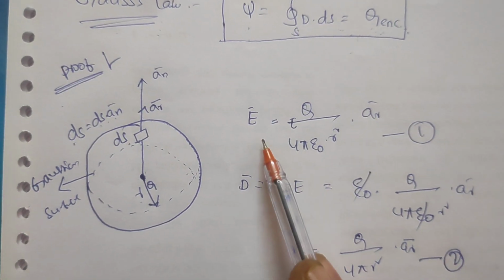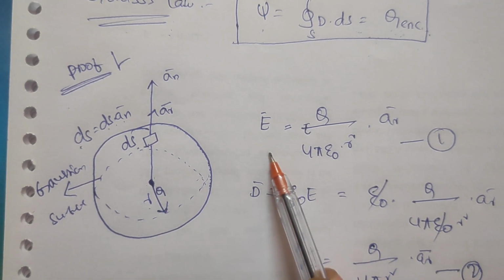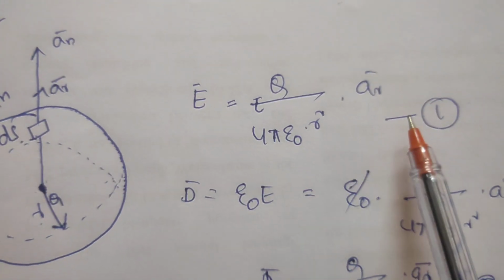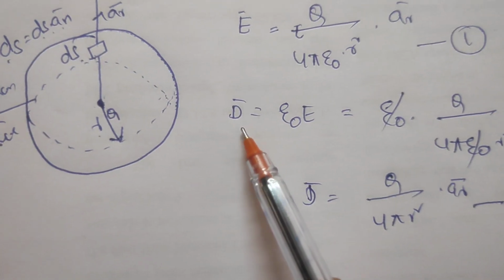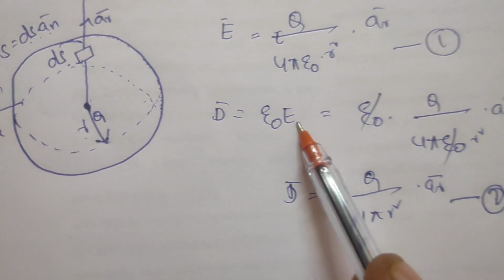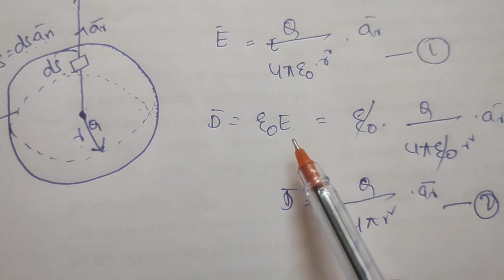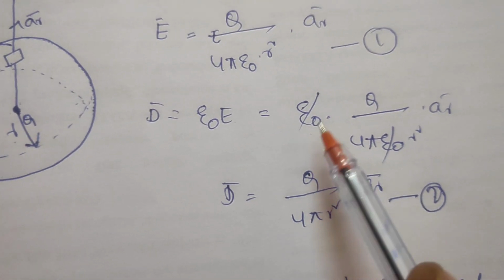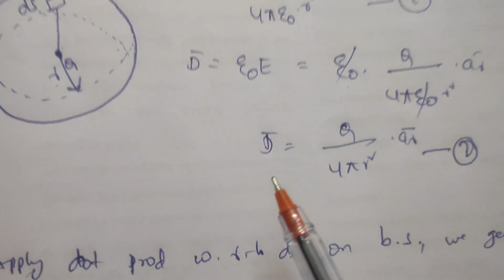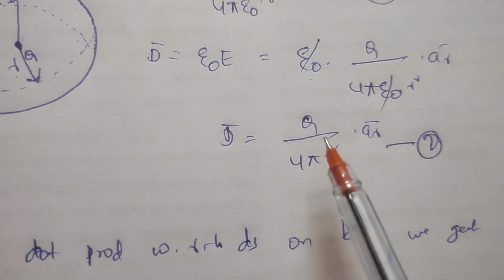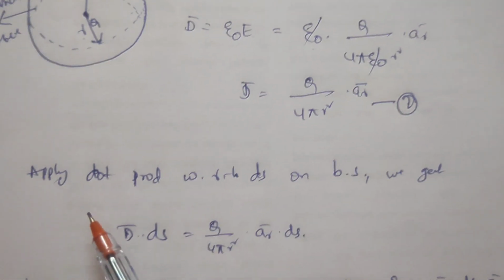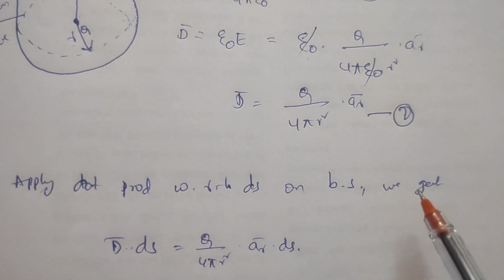So here, to find the electric field intensity, first of all I am writing the electric field intensity of a point charge: E is equal to q by 4 pi epsilon naught r square into ar. From this I am writing the electric flux density, D bar, which is equal to epsilon naught into E. Simply substituting the E value, D is equal to epsilon naught into q by 4 pi epsilon naught r square into ar. So the flux density D is equal to q by 4 pi r square into ar.